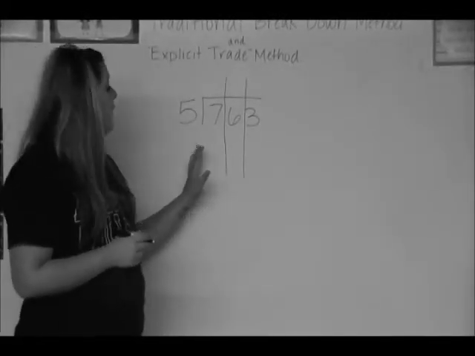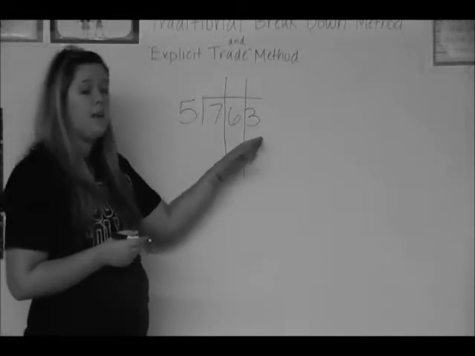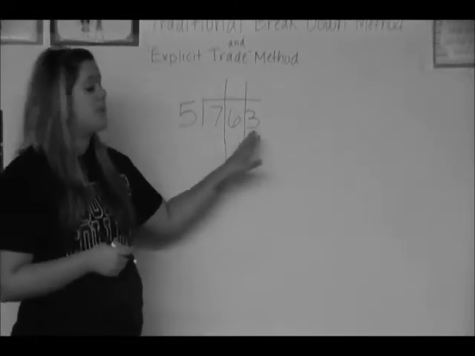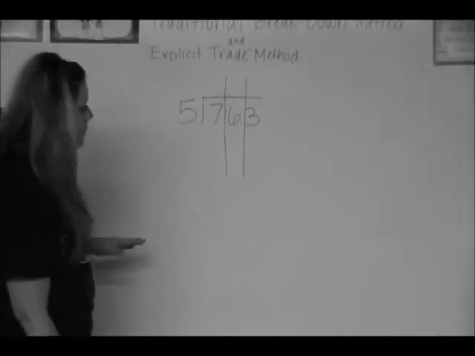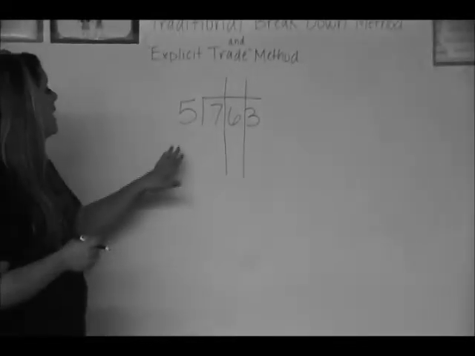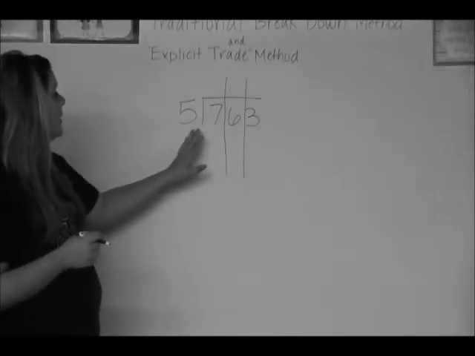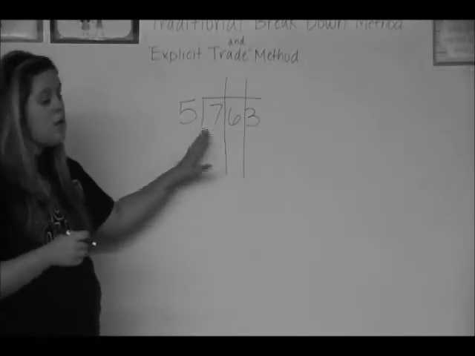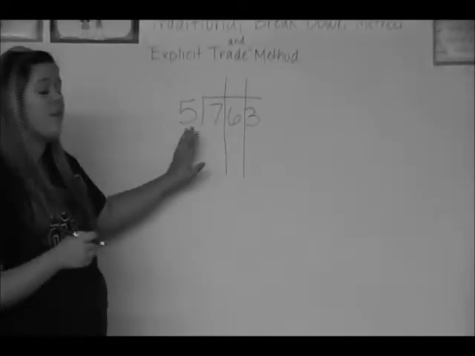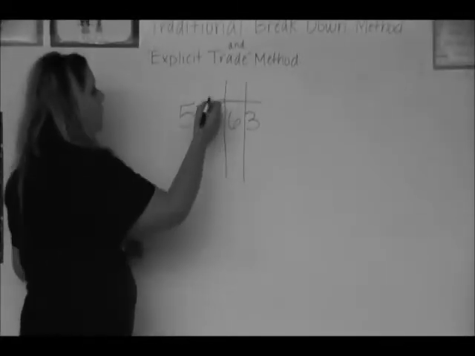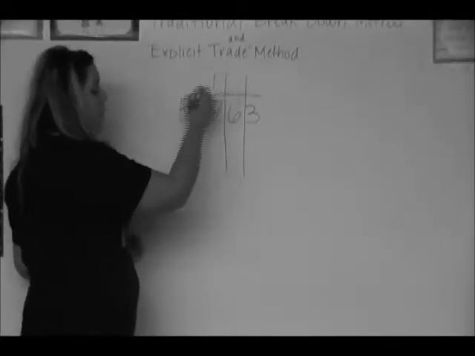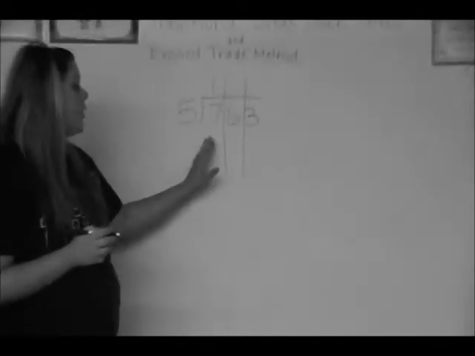So in this particular problem, 763, we know that the 3 is in the ones place, the 6 is in the tens place, and the 7 is in the hundreds place. Now first off, we are going to see how many times 5 can go into 7. We know that 5 can go into 7, or 500 can go into 700 one time. So we are going to write this 1 up here. 500 can go into 700 one time.